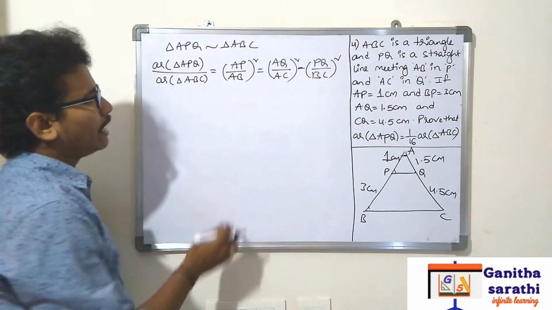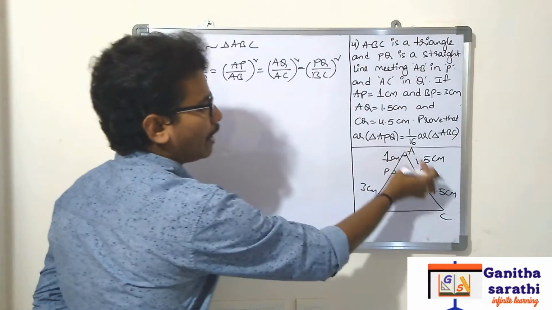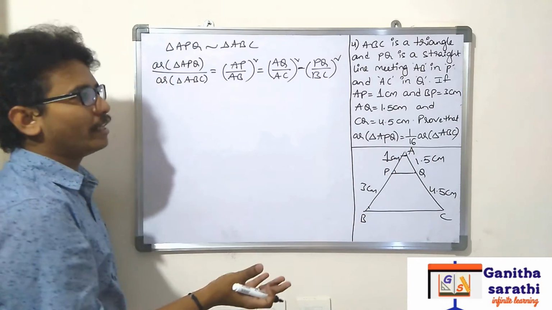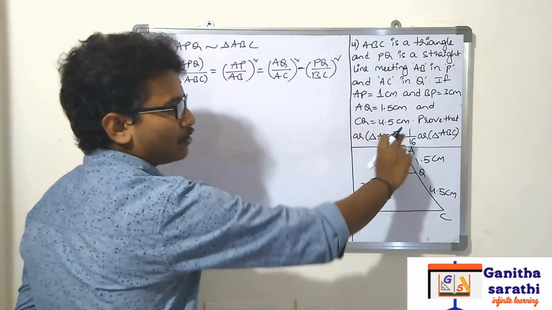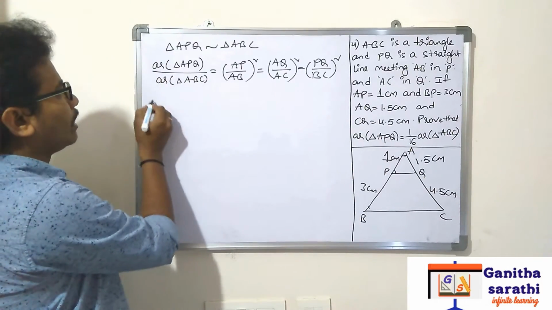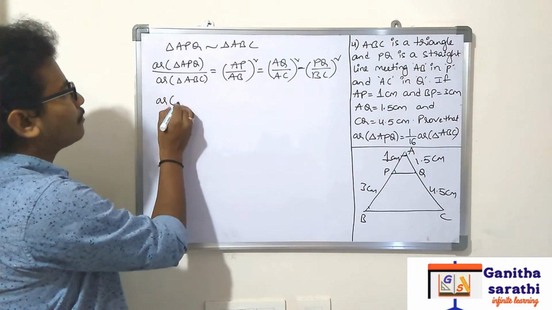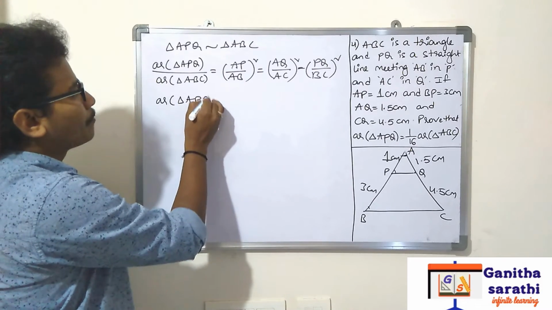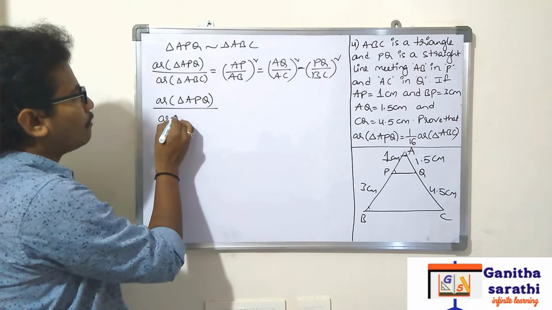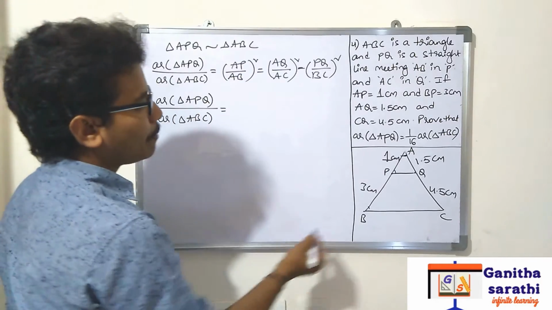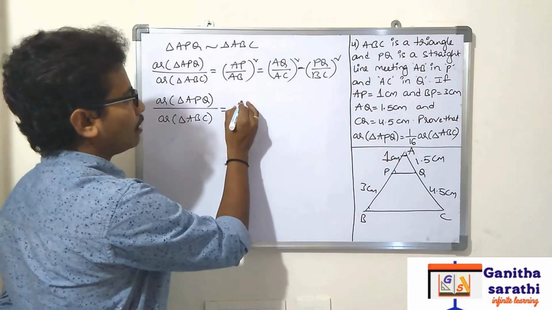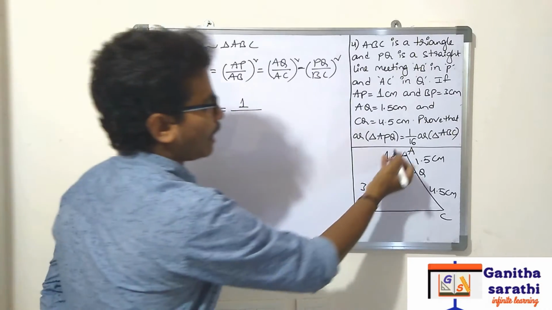These are the corresponding sides. We can take AP by AB or AQ by AC, anything we can take. Because PQ and BC values are not given, you can take either this one or that one. I am taking the first one, right? So area of triangle APQ by area of triangle ABC is equal to, what is the AP value? AP value is 1, by what is the AB value?